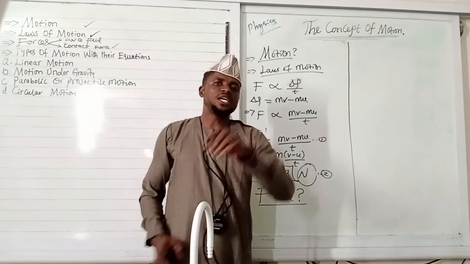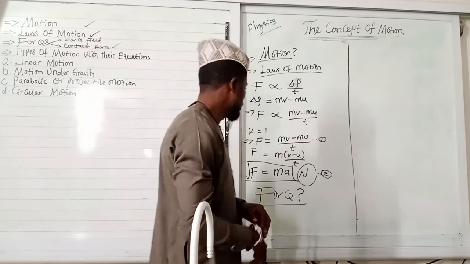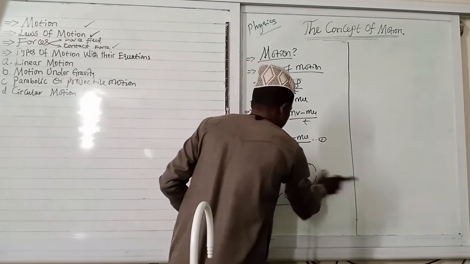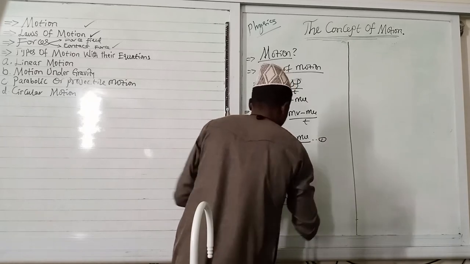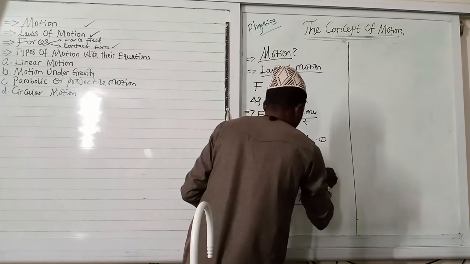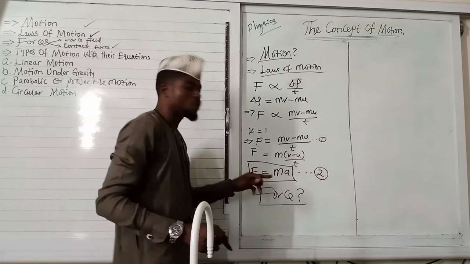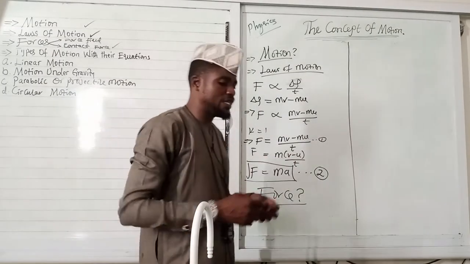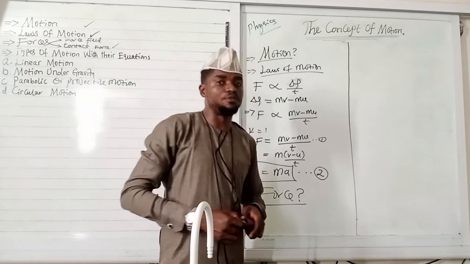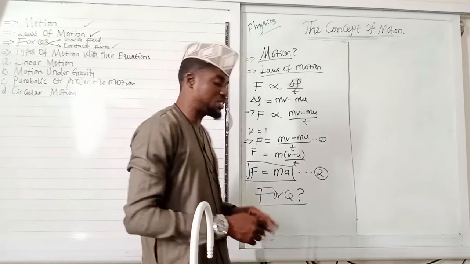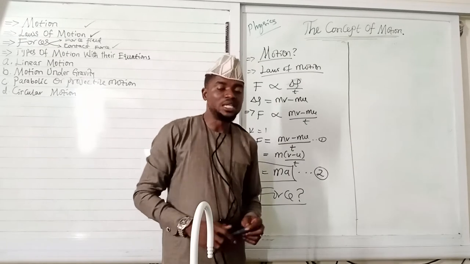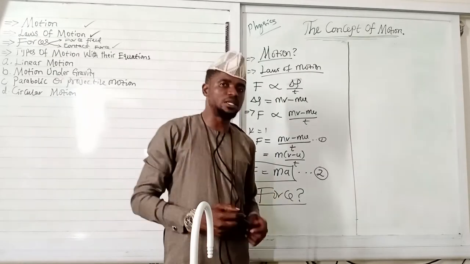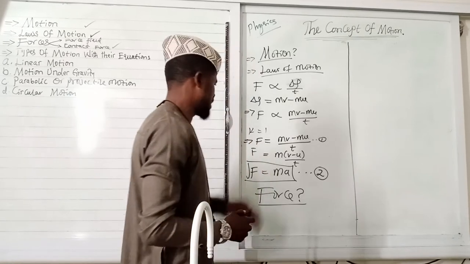Please, when examiners ask you to define force, don't tell them that force is equal to mass times acceleration. The examiners will mark you down. When you say that force is equal to mass times acceleration, you are stating Newton's second law of motion mathematically. Force is simply a push or a pull, and it is measured in the unit of Newton. That is what you tell the examiners. Let's look at types of forces.